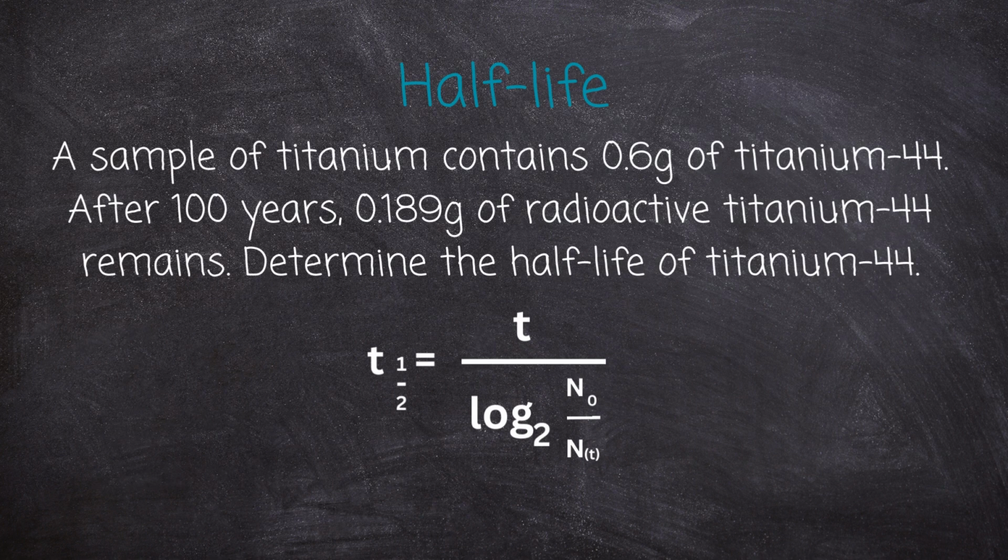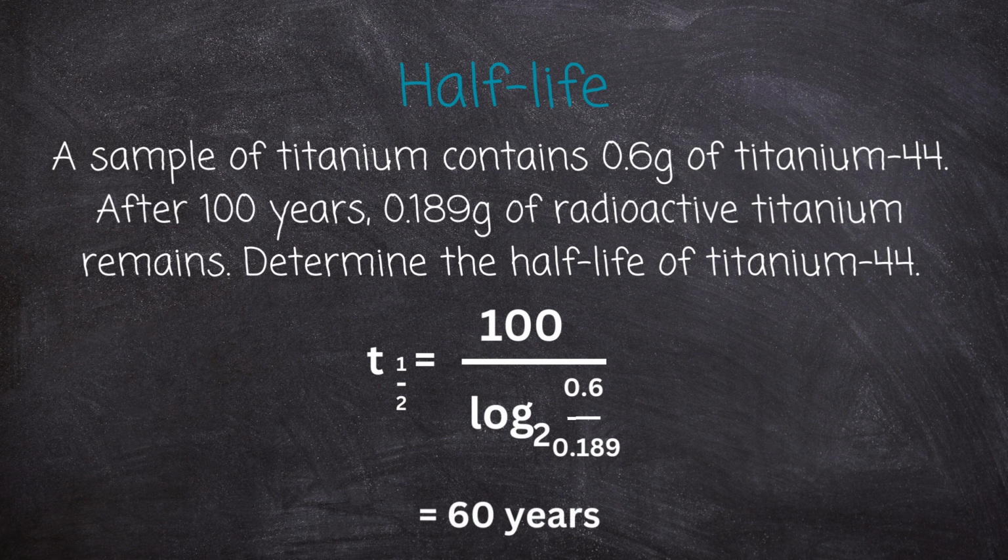Now, let's work out an example. A sample of titanium contains 0.6 grams of titanium-44. After 100 years, 0.189 grams of titanium-44 remains. Determine the half-life of titanium-44. Pause the video to first try it out yourself. So, if you substitute the correct values, you will find that the half-life of titanium-44 is 60 years.